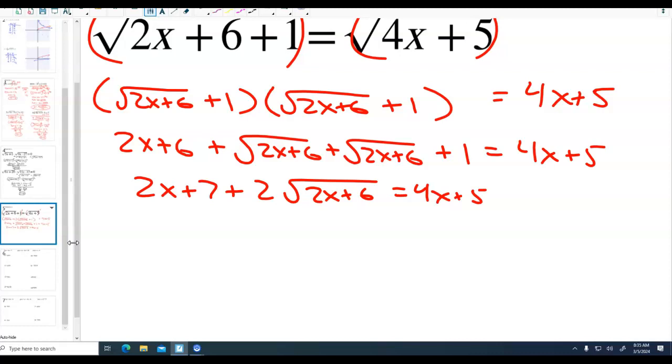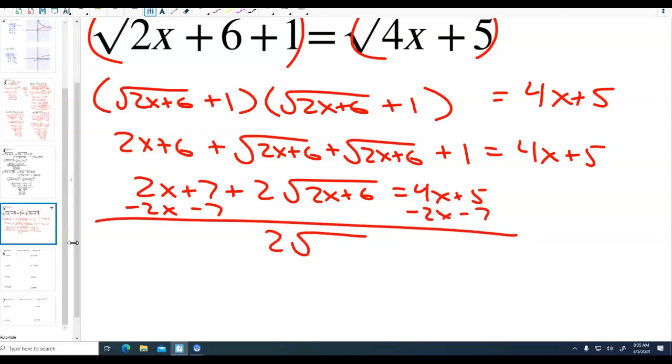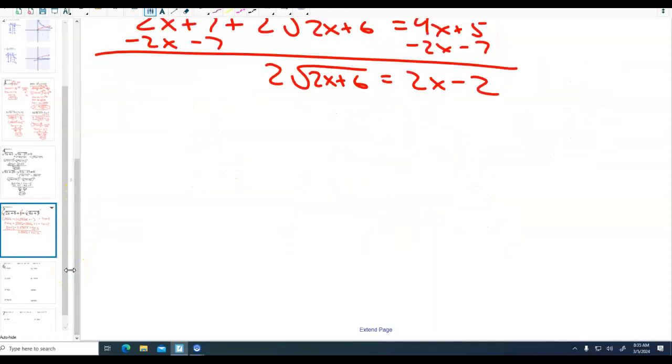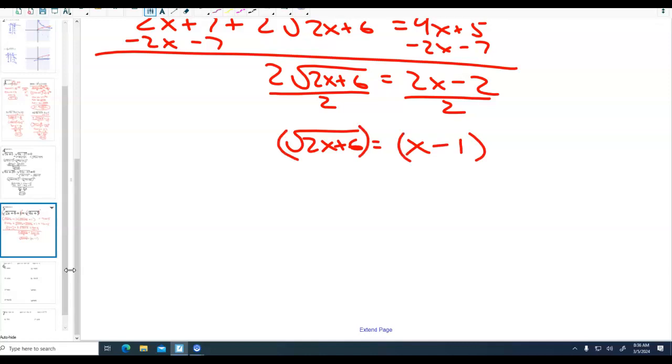I've got to get the radical alone. So I'm going to subtract 2x and I'm going to subtract 7. And I'm left with 2 radical 2x plus 6 equals 2x minus 2. And then I finish that off by dividing everything by 2. Now on the test, I'm going to try and give you something that doesn't land you with a fraction on the right side. Okay?